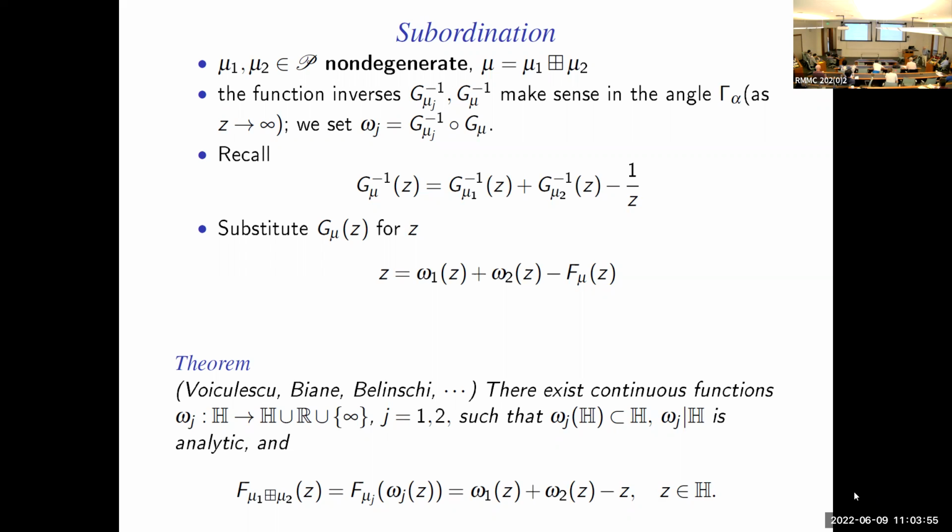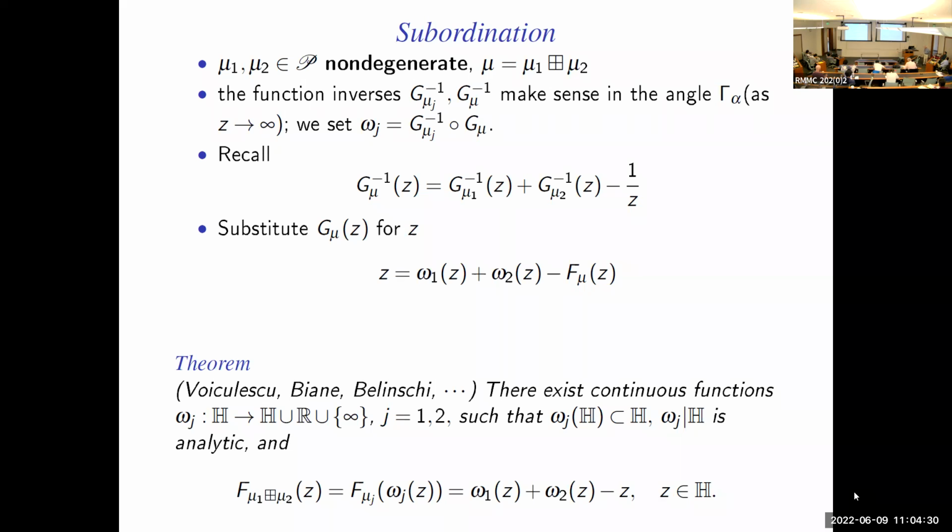Well, why are you restricting it? The domain should be the same as the range. Yeah, so correction here: omega j is defined on H union the real line. Okay, so when you say it's analytic, is it analytic with values in the upper half plane? Yeah, that's okay.